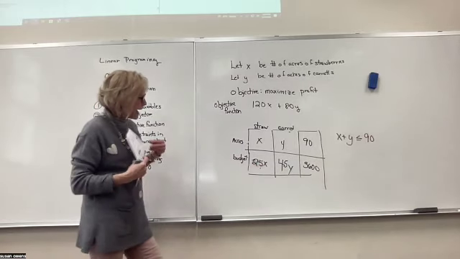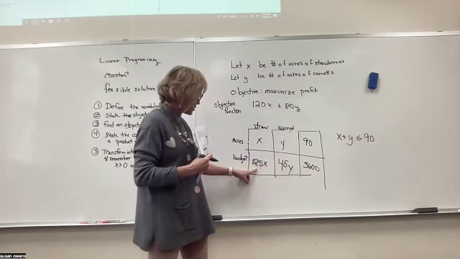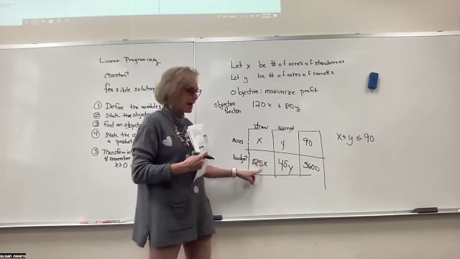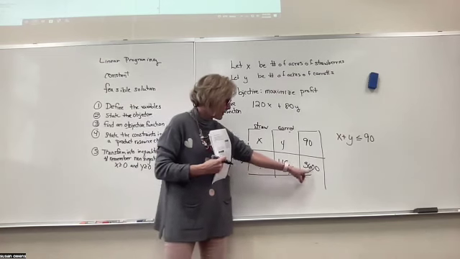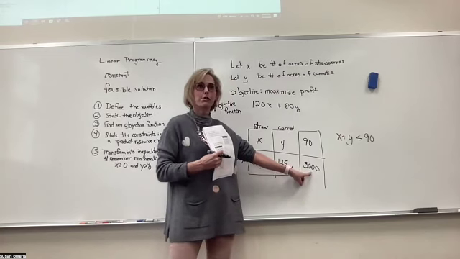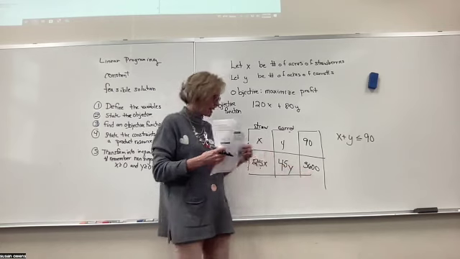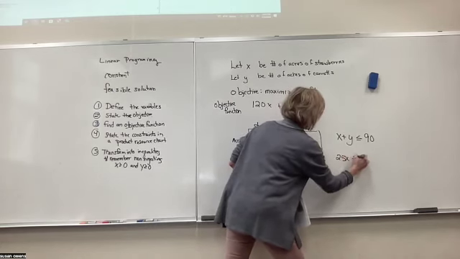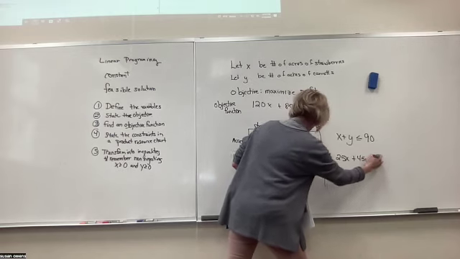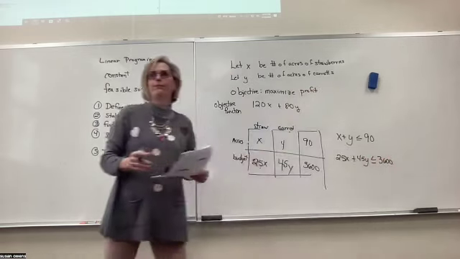Okay, I have $3,600 that I can spend. The strawberry seeds are 25 per acre. The carrots are 45 per acre. Can I spend less than or equal to or greater than or equal to 3,600? Less than or equal to, good. 25x plus 45y has to be less than or equal to 3,600.